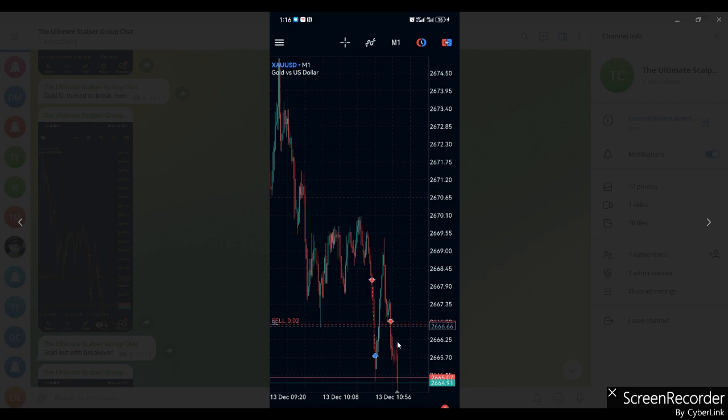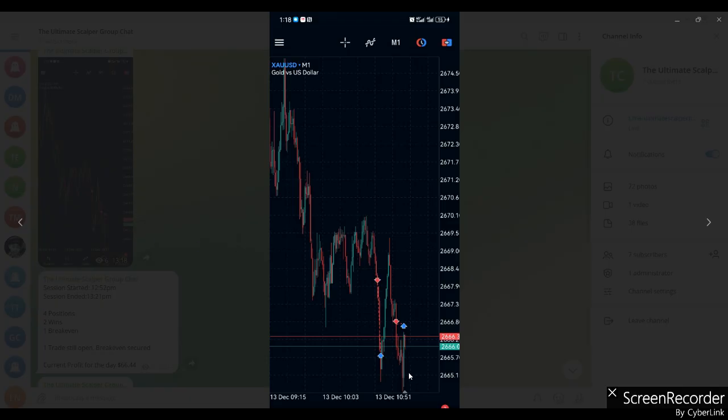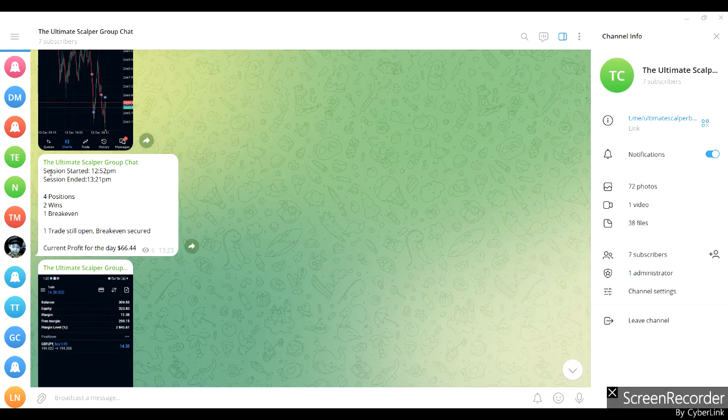It went in our favor. I immediately moved my stop loss to break even. Unfortunately, it came back and it hit our stop loss, but in profit, which is not bad. So this was our session.